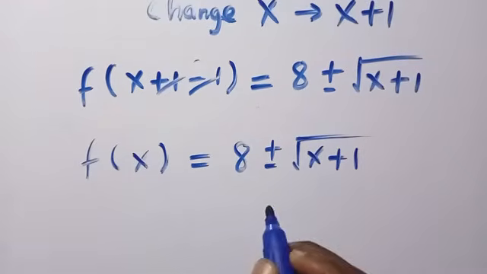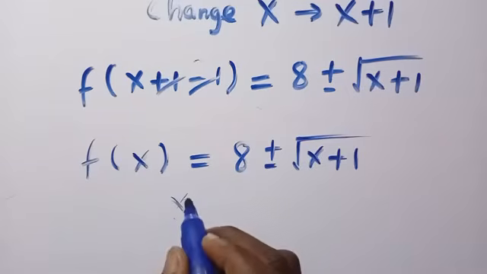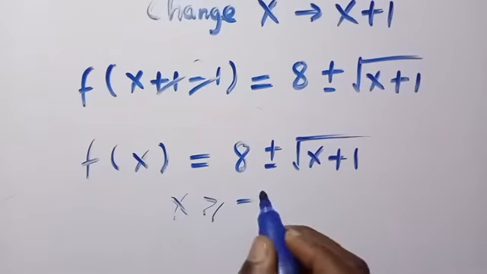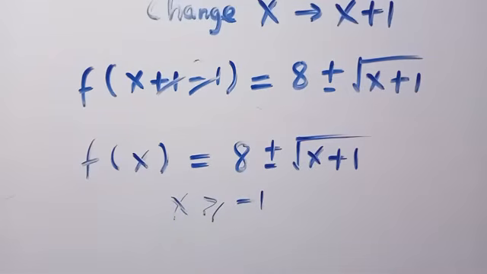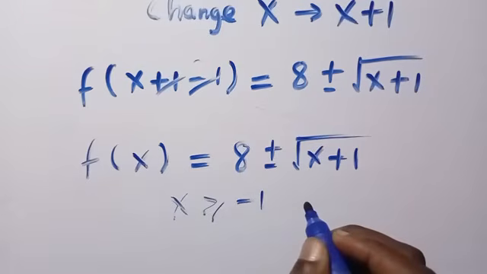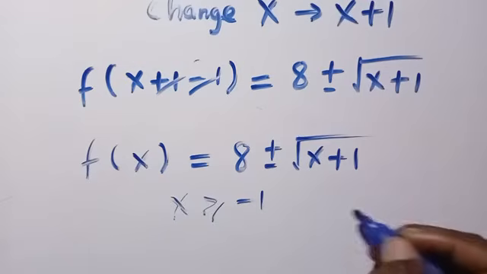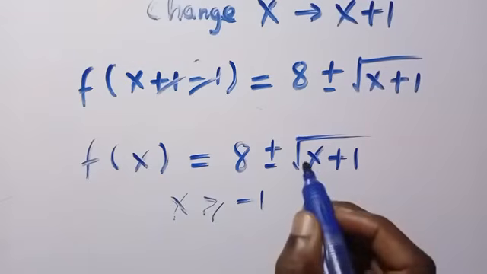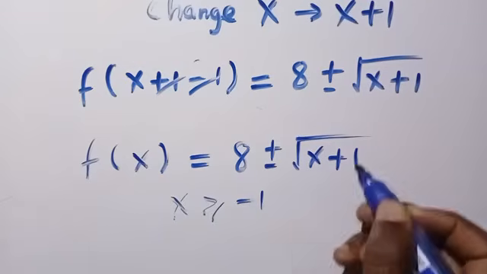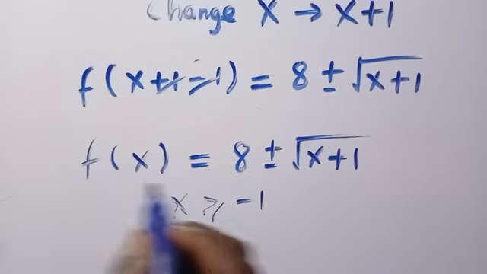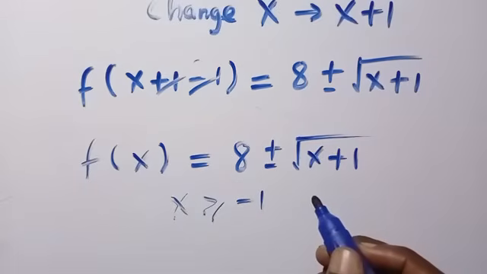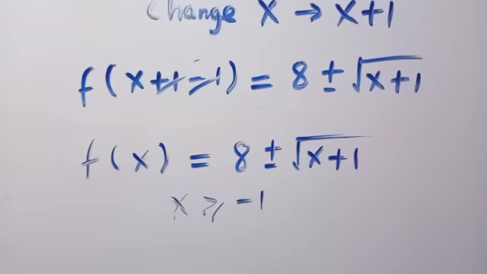For this root, x must be greater than or equal to minus 1. If x is greater than or equal to minus 1, we are safe. So we have this domain starting from minus 1 up. That is, after minus 1, we are going to have 0, 1, 2, and others. Because if we start considering negative values like minus 2, this becomes complex, and we are after the real solutions. So this is how we solve this problem.